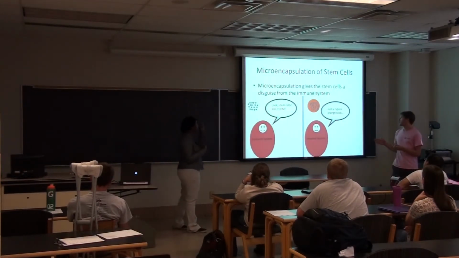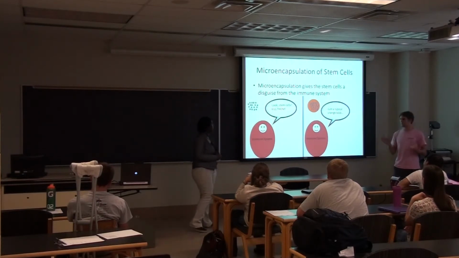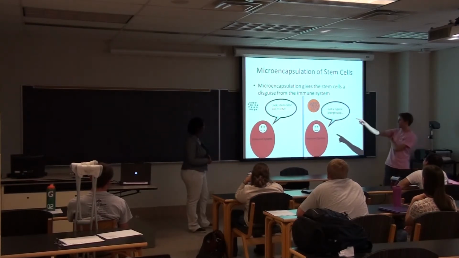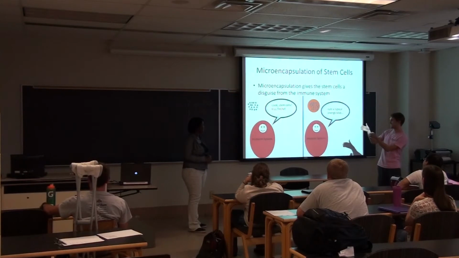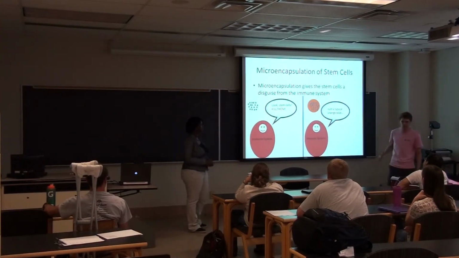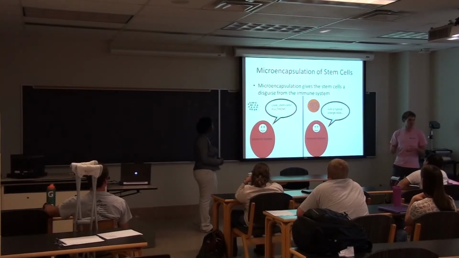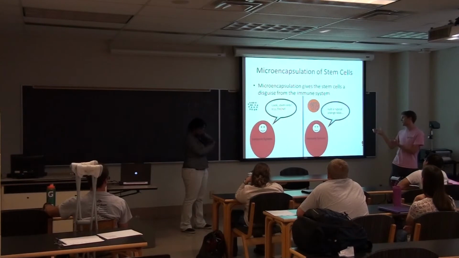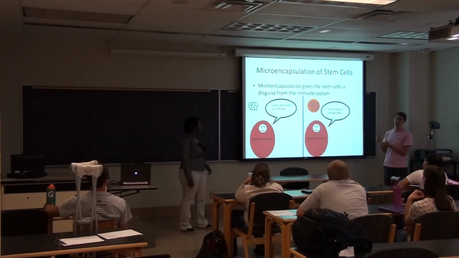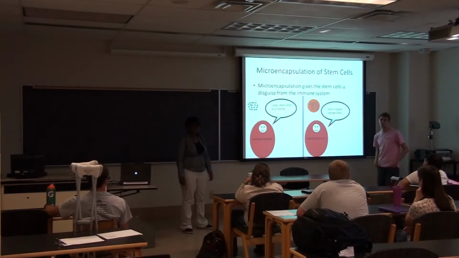So microencapsulation gives stem cells a disguise from the immune system. So here we've got unencapsulated stem cells, and the immune system sees those and says, oh look, some stem cells, let's go kill them. And that's bad for you because then you don't have any more stem cells in your body, and those stem cells are actually helping you. But if you encapsulate your stem cells, then the immune system can't see them. And that means that the stem cells can stay in your body longer and help you more.